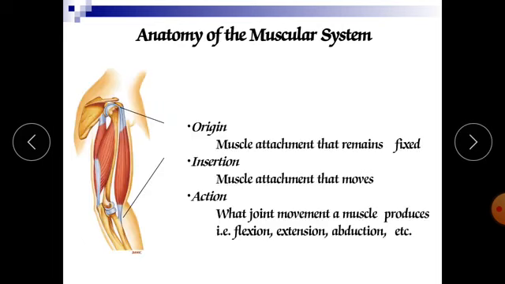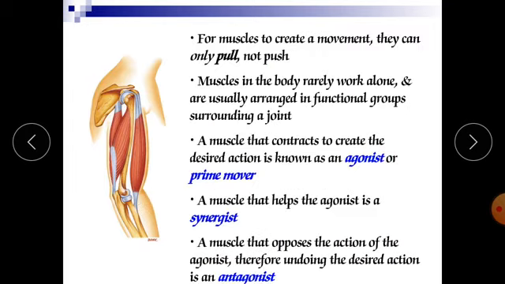Anatomy of muscular tissue. Origin is the muscle attachment that remains fixed. Insertion is the muscle attachment that moves. The action is what joint movement a muscle produces, for example flexion, extension, abduction. For the muscle to create a movement, it may only pull, not push. Muscles in the body rarely work alone and are usually arranged in functional groups surrounding a joint.